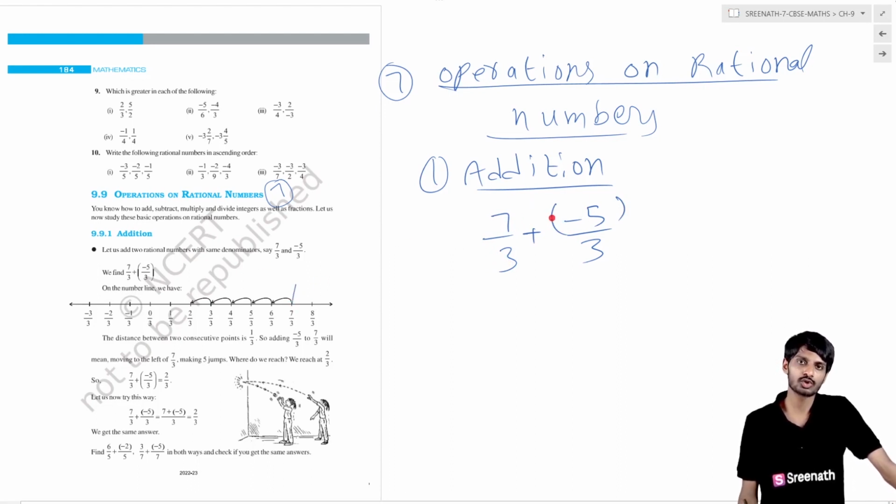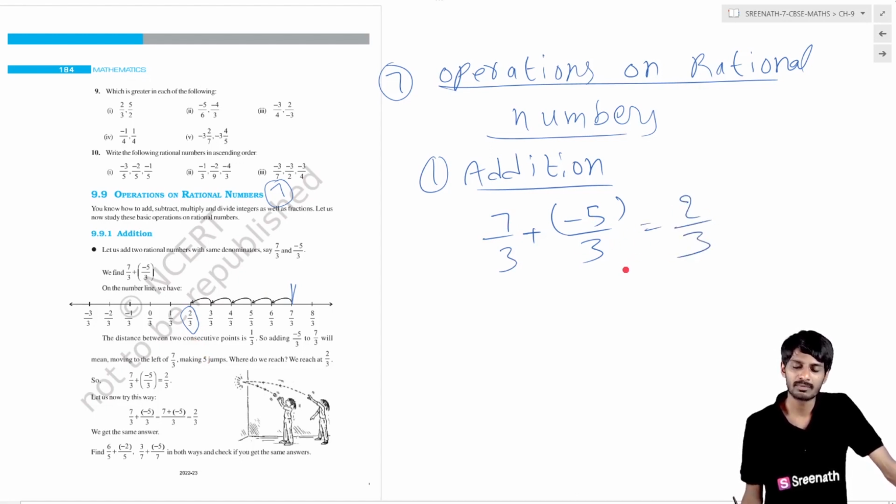Basically in the addition, you have to take this much of steps to the right side if it is positive, but here it is negative. So you have to take this much of steps to the left side. How many steps you have to take? In the numerator it is 5, so you have to take 5 steps, and it is the negative symbol, so you have to move left side. So starting from here, 5 steps. 1, 2, 3, 4, 5. So finally, what is the result? What is the number we have got? The number is 2 by 3. So 7 by 3 minus 5 by 3 is nothing but 2 by 3.